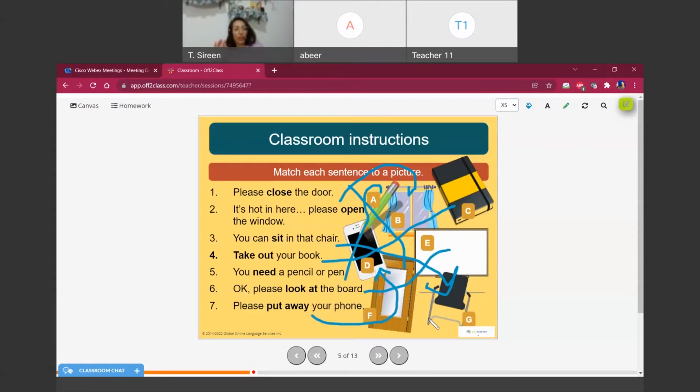Take a capture, Abeer. And these sentences you can use them in the class. So please close the door. Or it's hot in here, please open the window. You can sit in that chair. For example, there's a student who is just standing. He cannot find a chair maybe, or he's confused where to sit. So you can tell them, you can sit in that chair or in this chair.